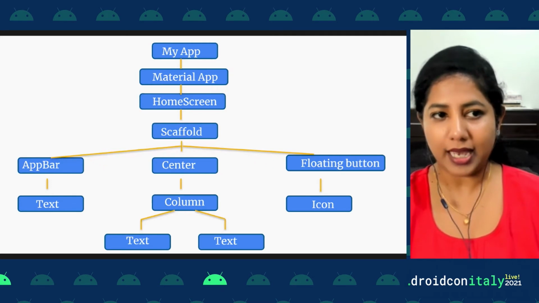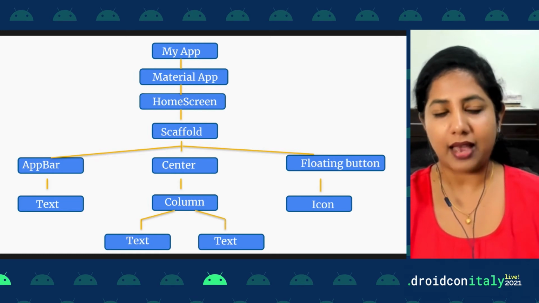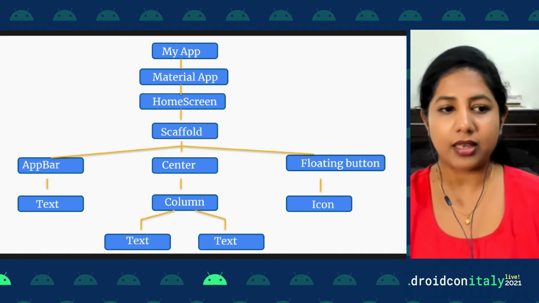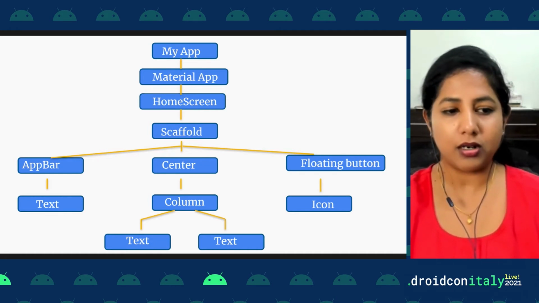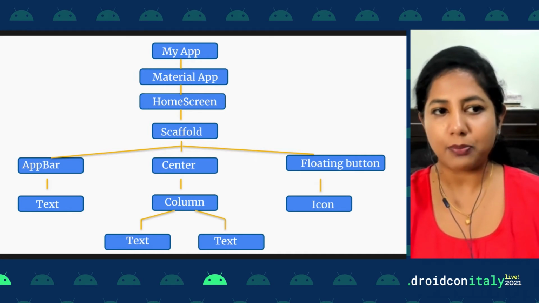So I have my app, my material app, my home screen, scaffold, and I have three components. One is the app bar, center, floating button. Inside my floating button, I have an icon, and inside my app bar, I have a text, a center, which again is the parent of a column widget. And then the column has two components, which are text1 and text2. This looks absolutely fine when I look at the app and the code.